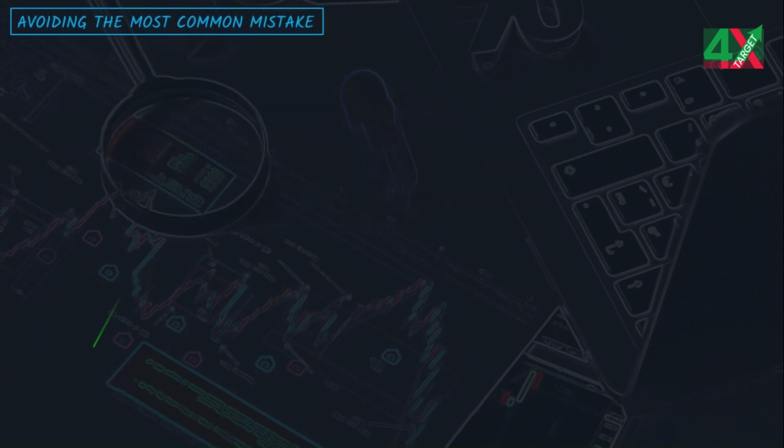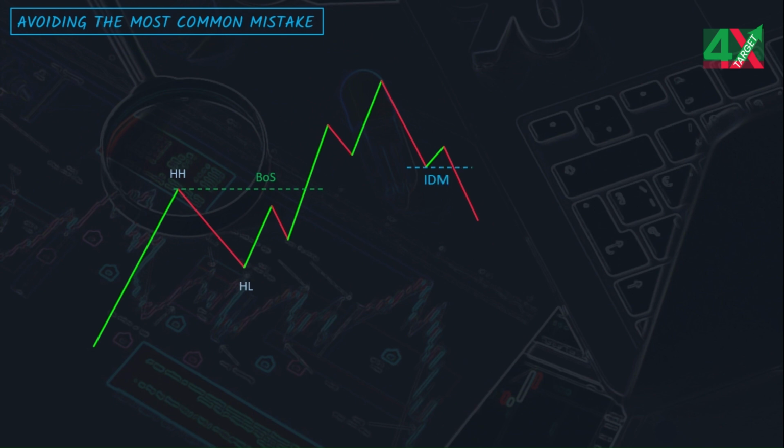One of the biggest and most common mistakes traders make is marking inducement on a corrective move. This is not correct. Inducement should always be identified on the impulsive move, the move responsible for breaking structure. Corrective phases are slow, overlapping, and lack institutional strength, so marking inducement there leads to inaccurate analysis and poor entries.